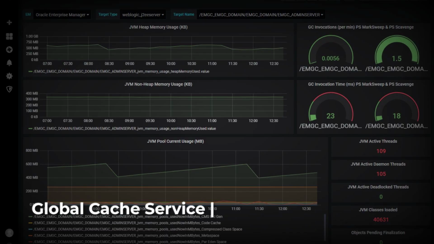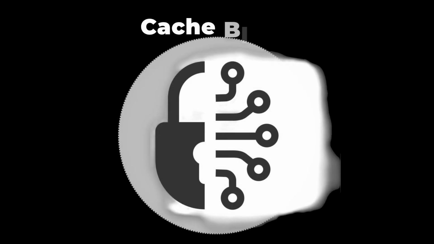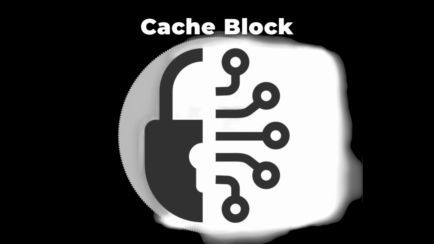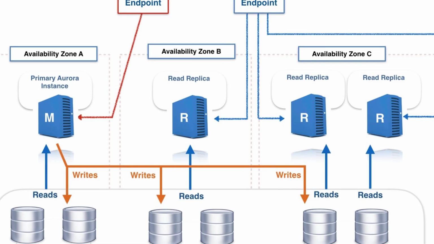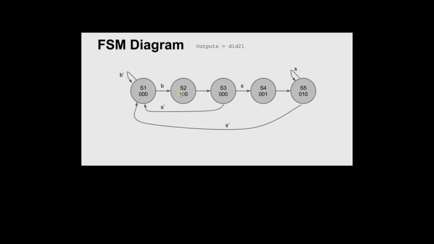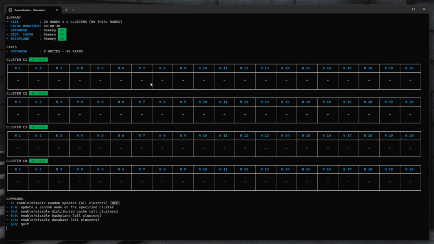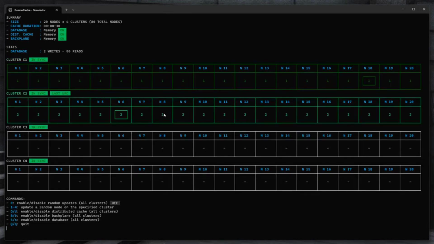At the center of this process, the Global Cache Service, GCS, tracks which instance holds each block and in what state. States are not simply binary. A block can be held in exclusive mode, allowing updates, or in shared mode for read-only access. These modes form the basis of a state machine that governs every block's journey across the cluster.